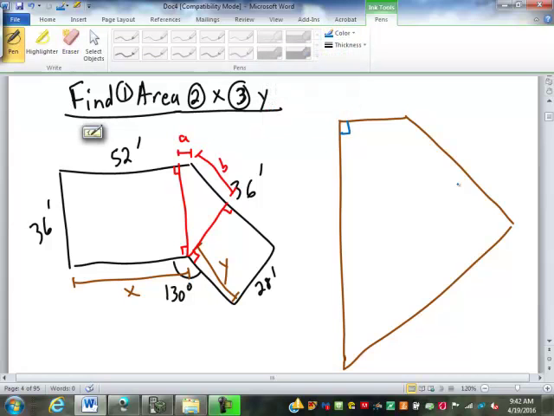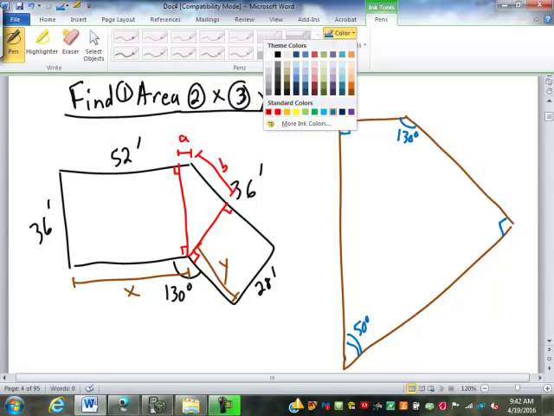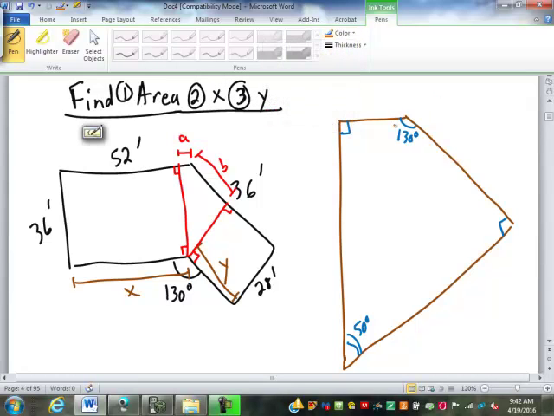Well, we know we've got 90 degrees, 90 degrees, and 130 degrees, which makes this one have to be 50 degrees. Now what? Yep, they have to equal 360 because it's four-sided. Yep. How do we cut this thing? 90 to 90. So we're going to cut it across here.